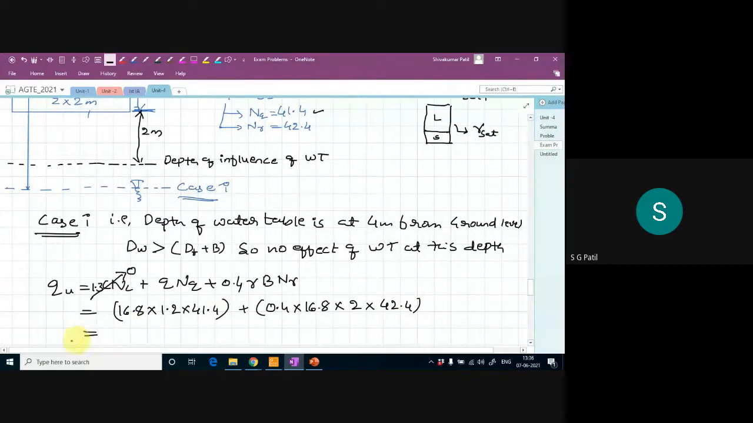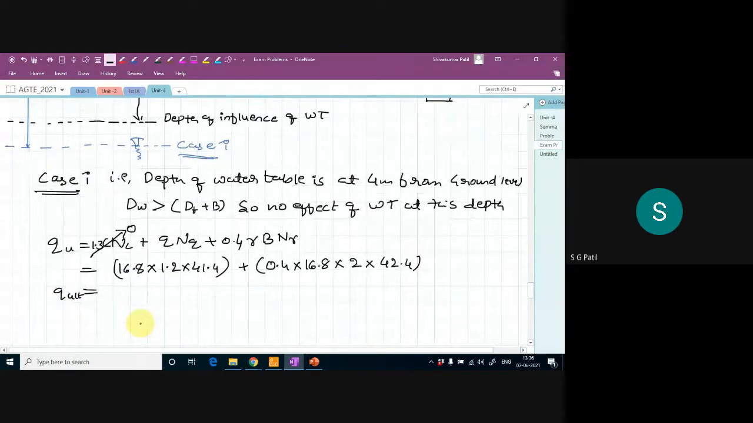Calculate how much you are getting, Q ultimate. So Q ultimate you should get 1546.94 kilonewton per meter square. So this is my case 1 ultimate load, but they are not asking you to stop here.